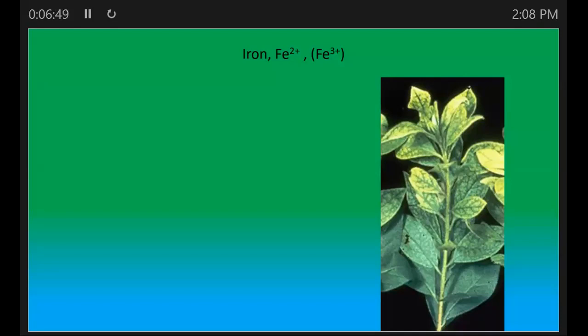And you see that I've written down two forms, Fe2+ and Fe3+. In the 3+, I put in parentheses what I'm trying to show there, which is that the Fe3+ form of iron is less available to the plant. Another way to talk about Fe3+ is to call it the ferric form of iron. And then the Fe2+ is the ferrous form. It's just the OUS on the end.